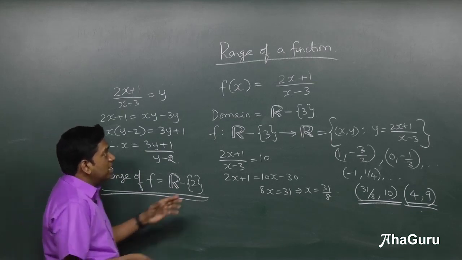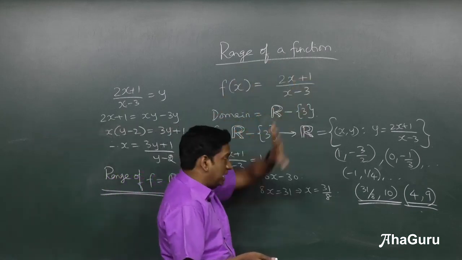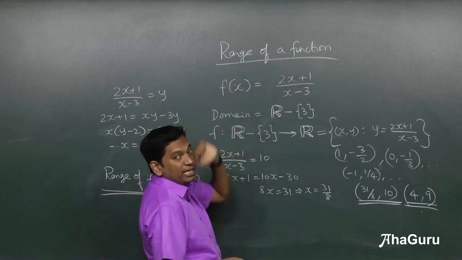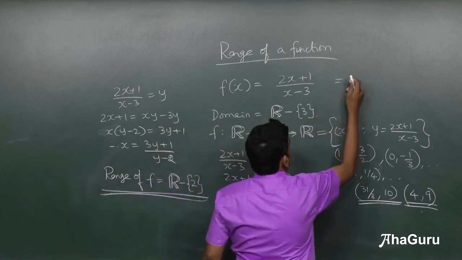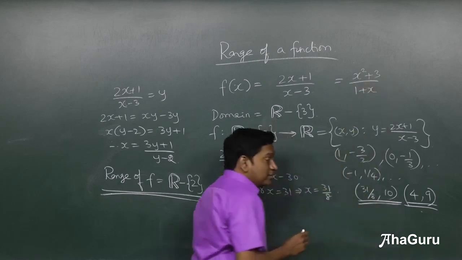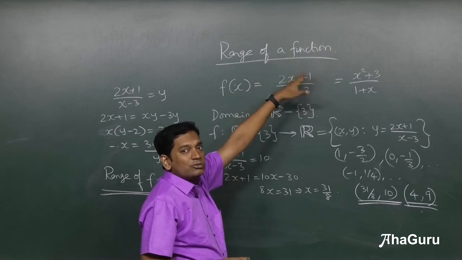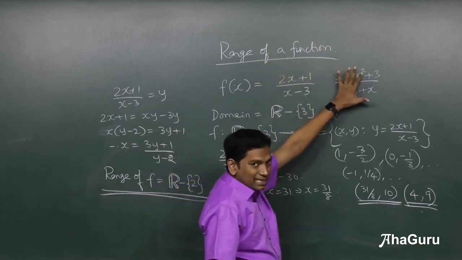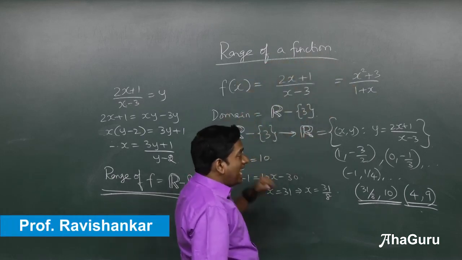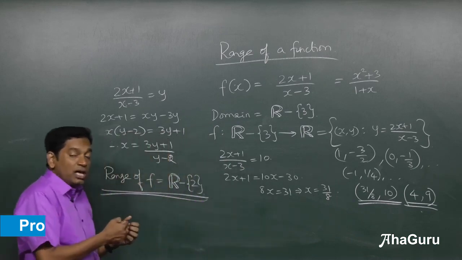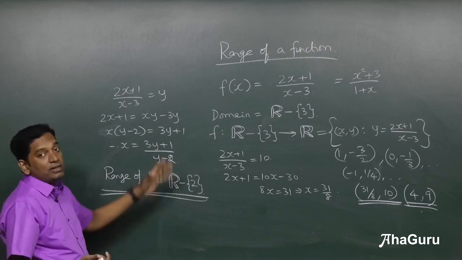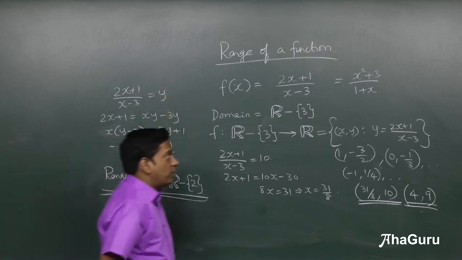How would we find the range? If somebody gives us f of x is equal to something, then we treat this as y and then solve for x in terms of y. Okay, this could be any function. It could be, for example, let's say x squared plus 3 by 1 plus x. How do we solve? Now it might be a bit more tricky to solve for x in terms of y, but technically the approach is the same. Try and solve for x in terms of y and then see which y values are allowed or not allowed for you to be able to find x. That is all that is needed to be able to find the range of a function.